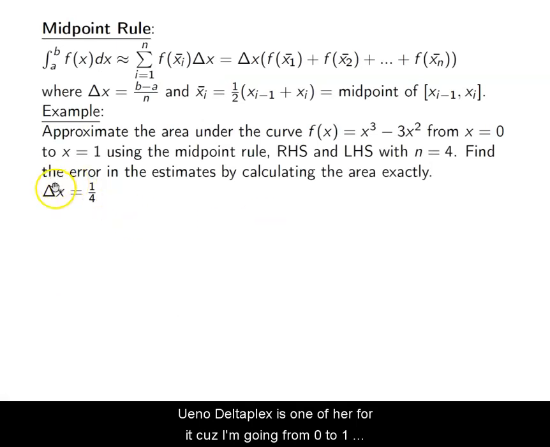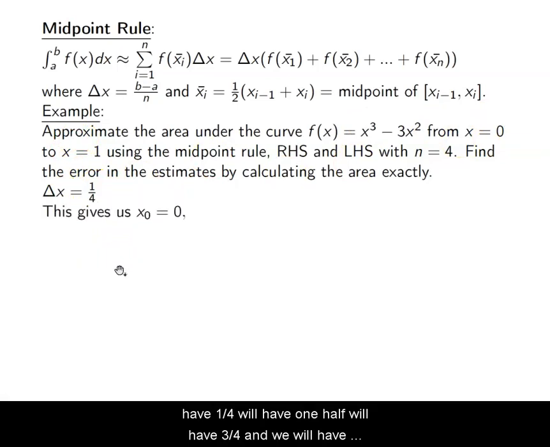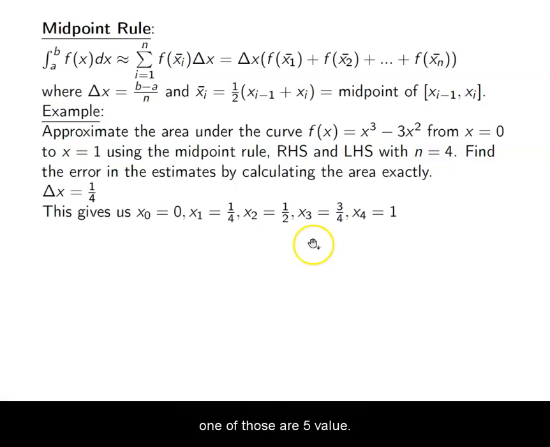So here we know delta x is 1 over 4 because I'm going from 0 to 1, and I'm breaking that into 4 equal pieces. Now that we know what delta x is, let's find all of our x values. Obviously, we know x naught is 0, and x4 is going to be 1, so we have to find the values in between. So we're just counting by 1/4, right? So we have 0, 1/4, 1/2, 3/4, and 1. So those are our 5 values that we break our interval down to.